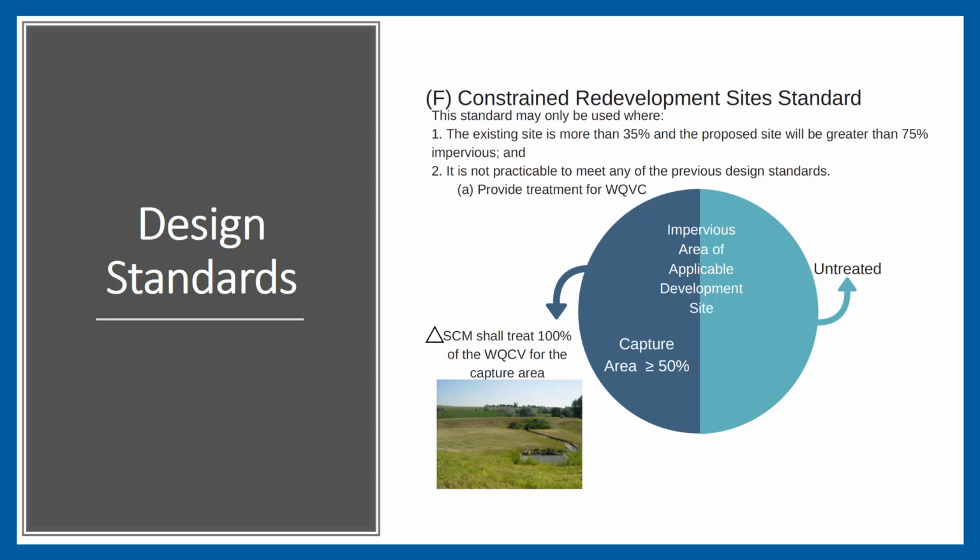This is in the theme of volumetric treatment, and it says that you need to capture at least 50% of the impervious area of the applicable development site, and you need to put in a volumetric treatment, such as an EDB, which is what's shown here, and that needs to be sized for 100% of the capture area. And then the rest of the site can be untreated.